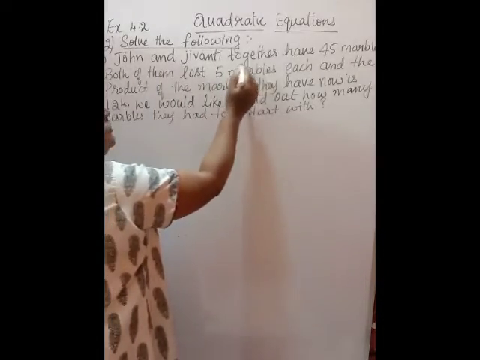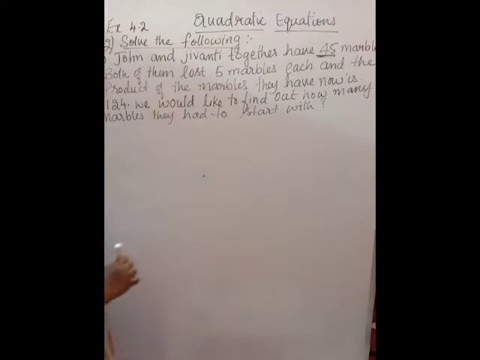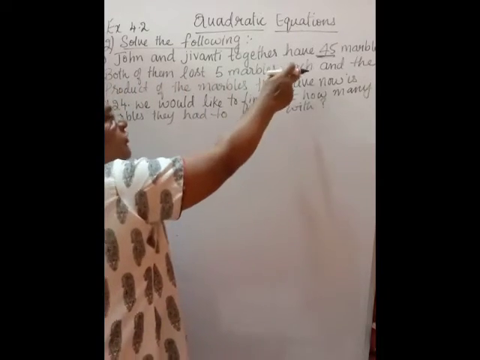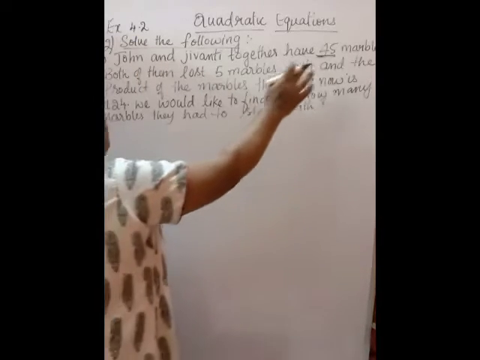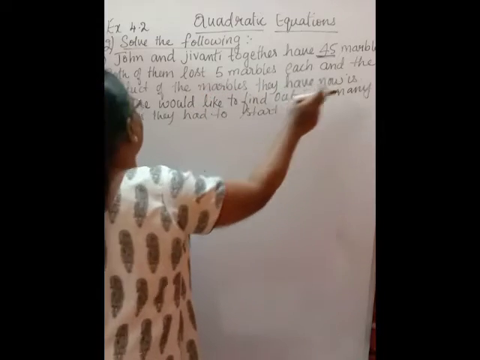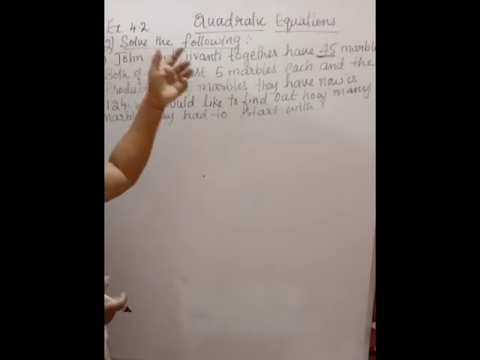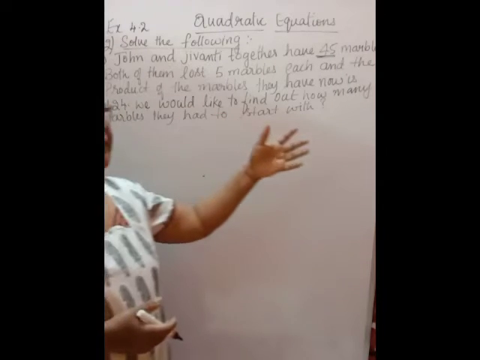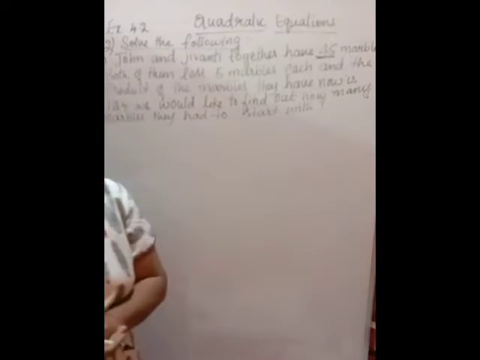John and Jivanti together have 45 marbles. Both of them lost 5 marbles each. The product of the marbles remaining with Jivanti and John is 124. Then you have to find how many marbles John has and how many marbles Jivanti has.